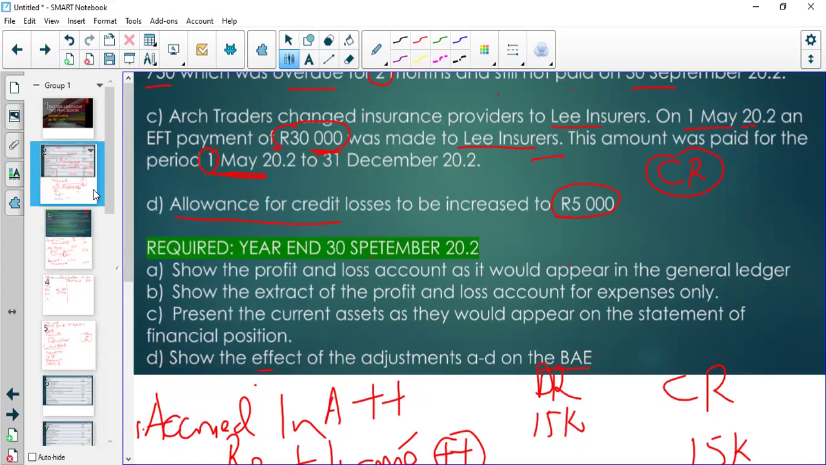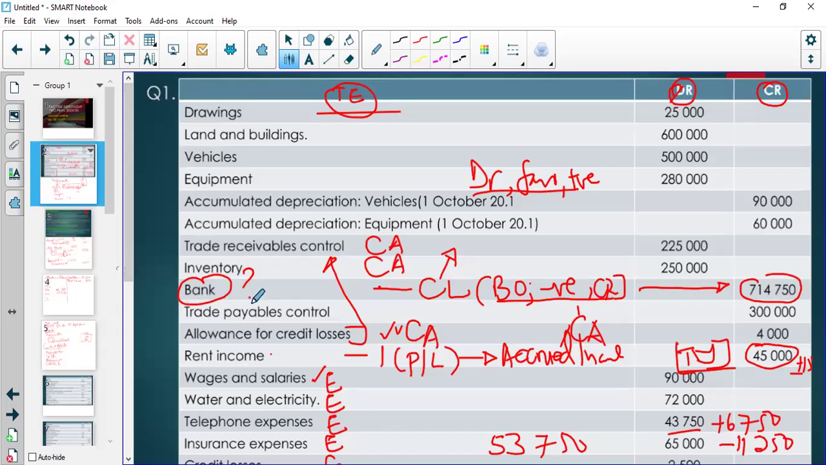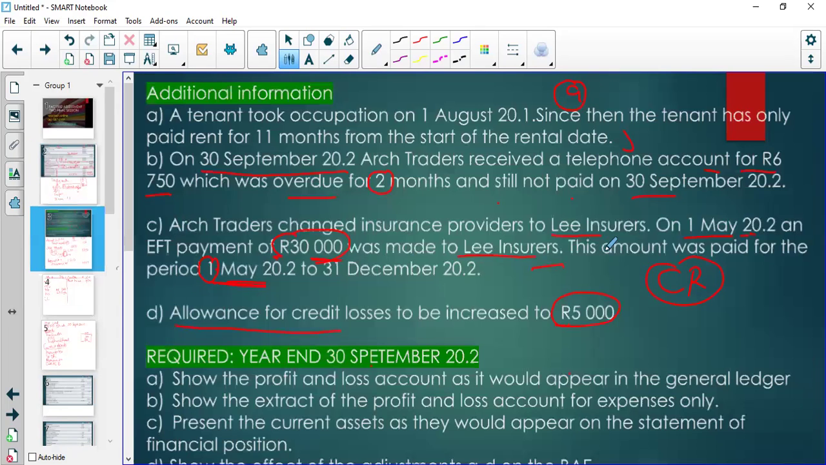So we already have some allowance for credit losses already recorded by us. For last year, it was 4,000. So the current balance is 4,000, and it has to be increased to 5,000. This is different from a statement that would say it has to be increased by a certain amount. It has to be increased to.